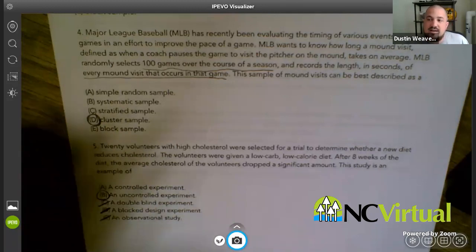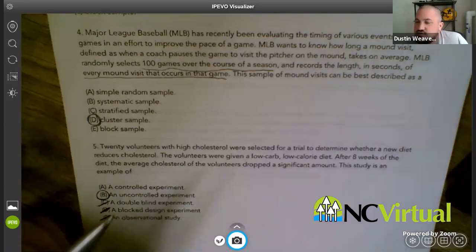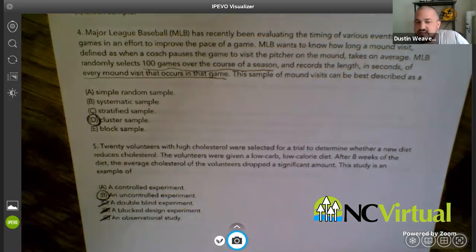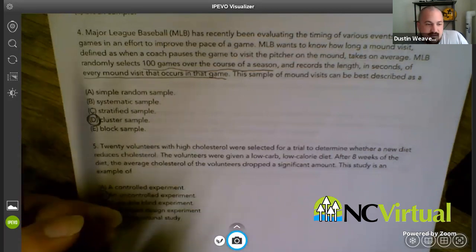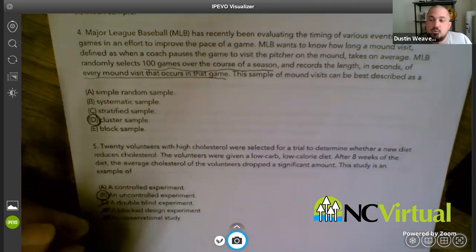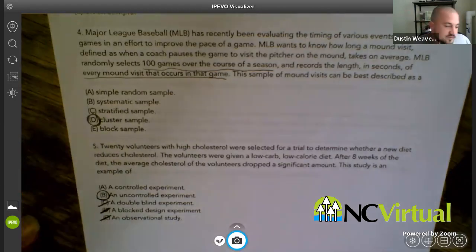Control is not like some people think, where control means I've got control over these people. Control means you have a control group, and a control group means you have a group that goes with your treatment group, and it allows you to make comparisons between those two. Because maybe the people with a standard diet, their cholesterol dropped significantly too, and there wasn't a difference between the two diets, right? Then this new diet wouldn't be very effective. So that's why a control group would be necessary and would be good to have in this problem.